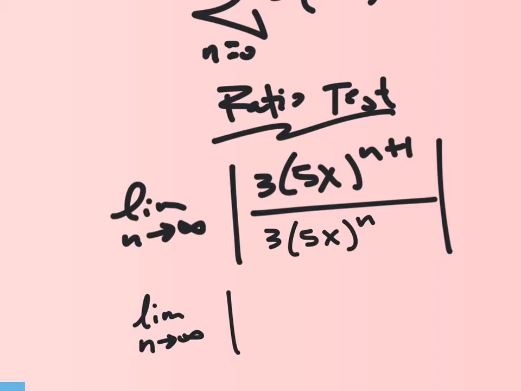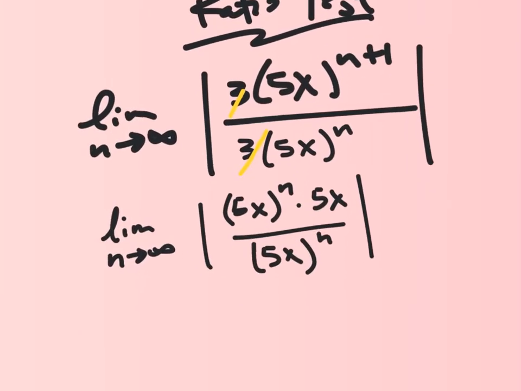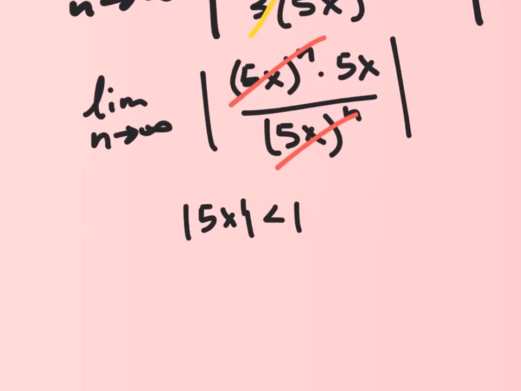We could clearly cancel the 3's, so I'll be left with 5x to the nth times 5x over 5x to the nth power. So the limit as n goes to infinity, these clearly would cancel. As n goes to infinity, I would get the absolute value of 5x. x is not dependent on this limit, right? Because the limit is as n goes to infinity. Therefore, I want this thing to be less than 1.